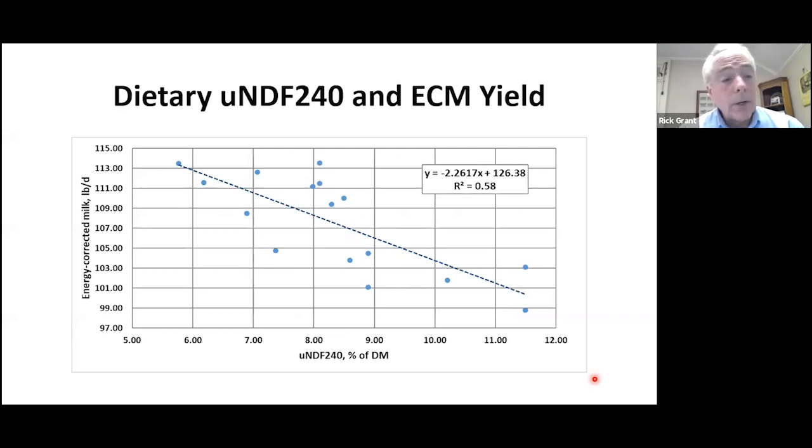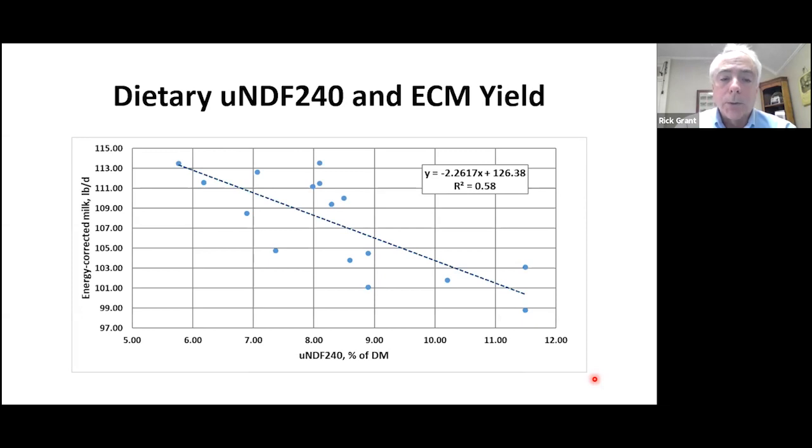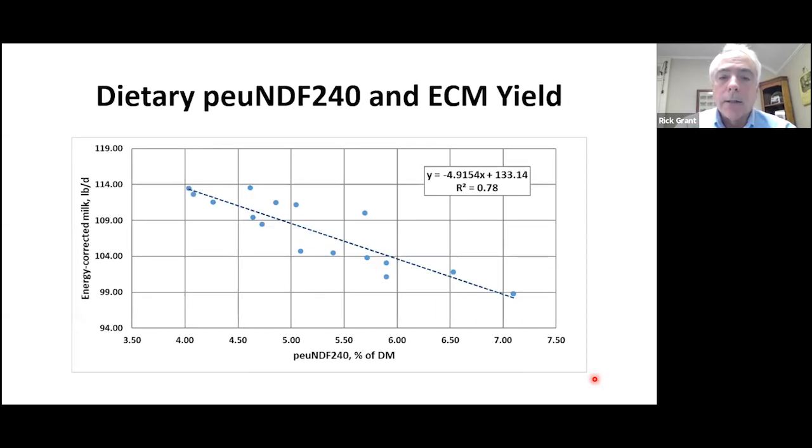Here again, we have uNDF240 and energy corrected milk, and you can see about 60% of the variation now. So it's useful. It's not perfect by any means, when we think about all the factors that affect milk production. It's no surprise, but certainly it's a useful relationship just with uNDF240. And then if we take the next step that we've been doing over the last couple of years and try to incorporate PEF as well, that relationship becomes even tighter. All right, so I'll just back up one. There's a relationship with uNDF240, and then the same data from the same studies, but now we've multiplied PEF times uNDF240, and it's much, much tighter.